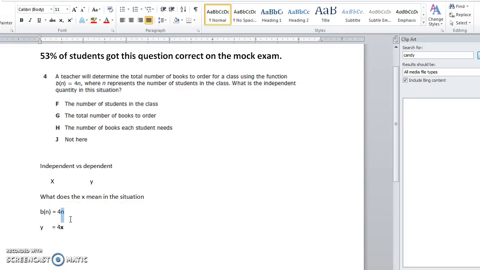was your n, and n, go back to the problem, n represents, so now I need to know what n is. n represents the number of students in the class. The number of students in the class.